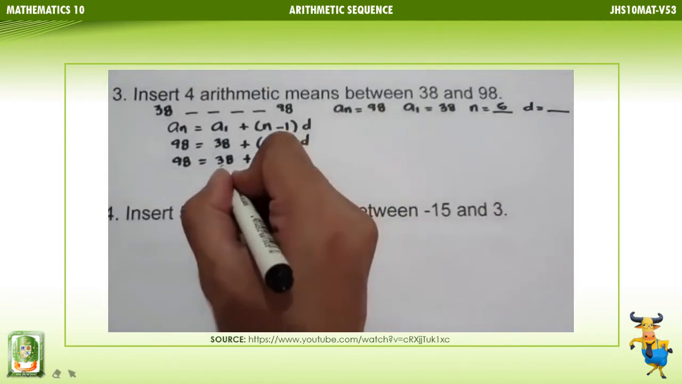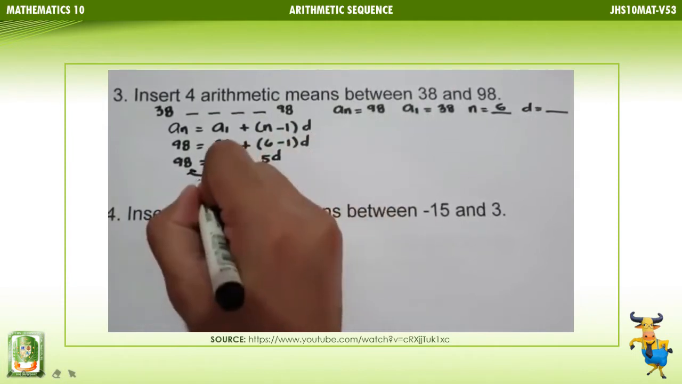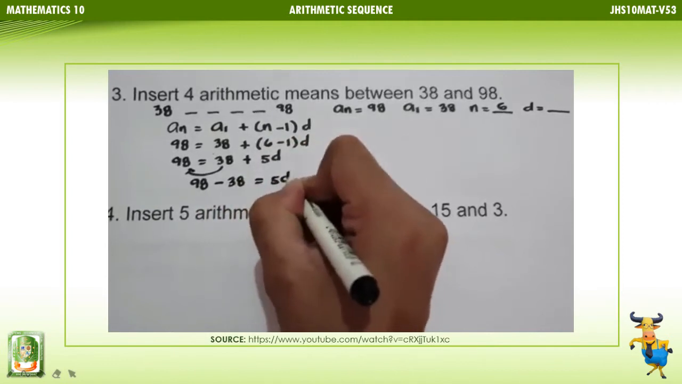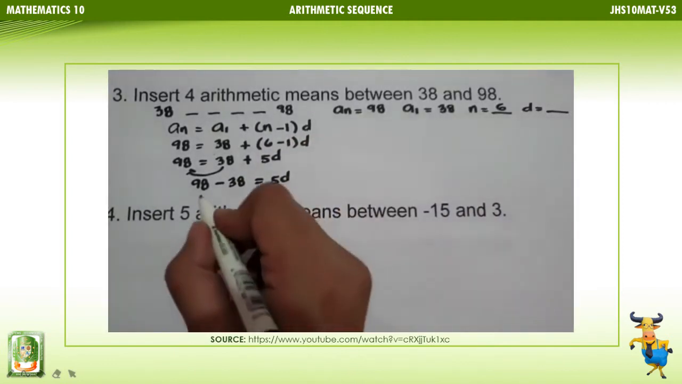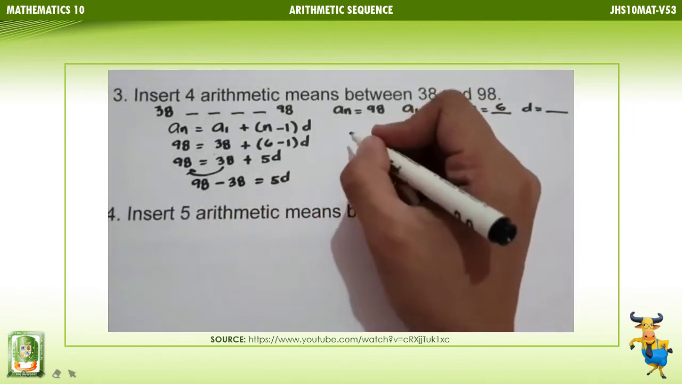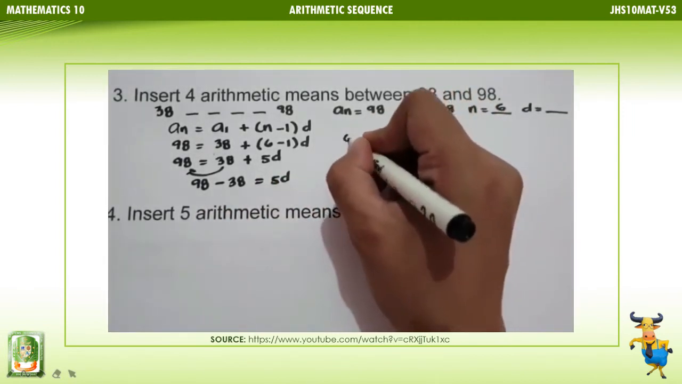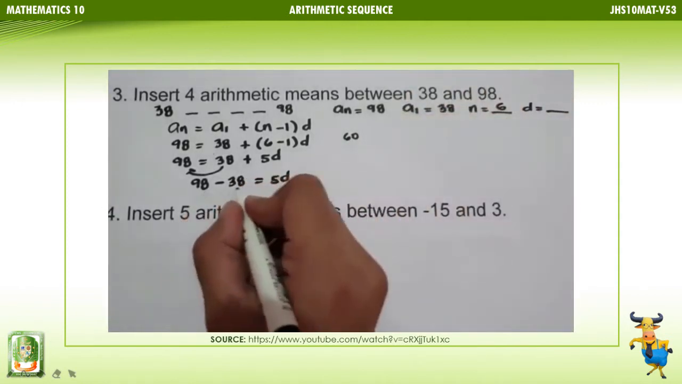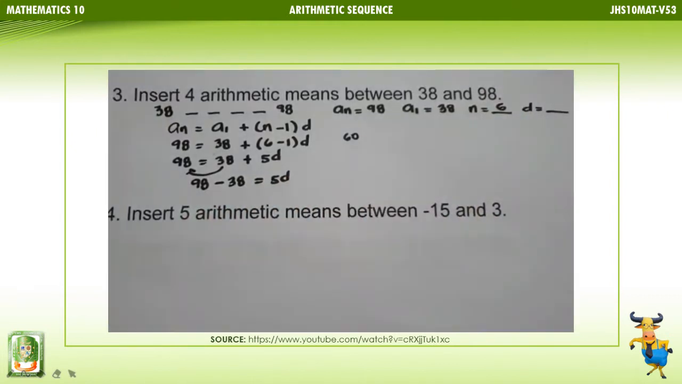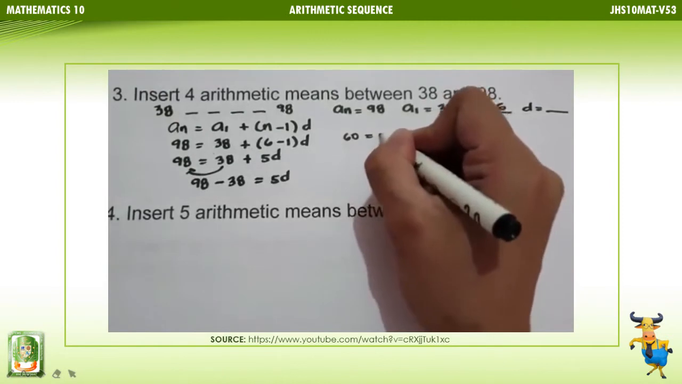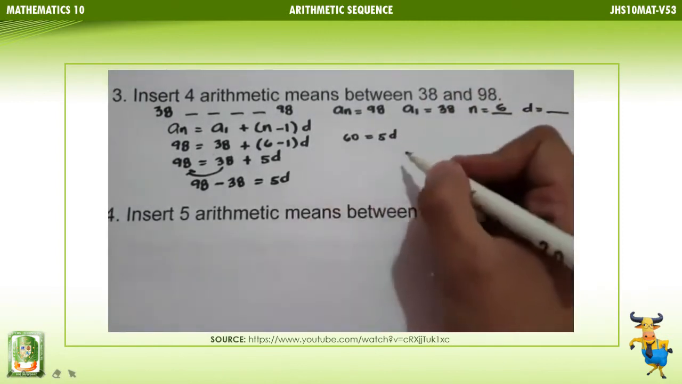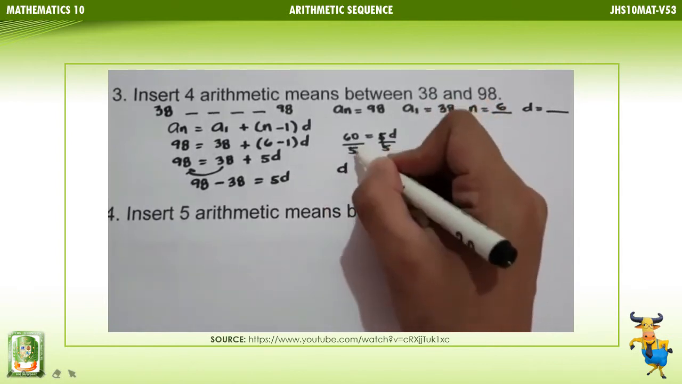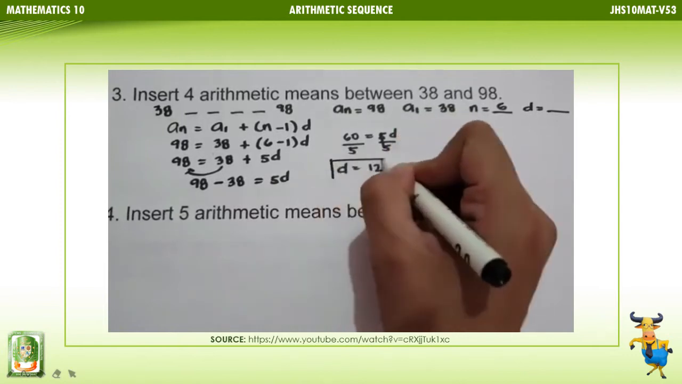This time, let us move 38 to the side of 98. So we have now 98 minus 38 equals 5d. And then 98 minus 38, that is 60. Then 60 equals 5d. And then to find the value of d, we're going to divide by 5. So the common difference is 60 divided by 5 is 12.